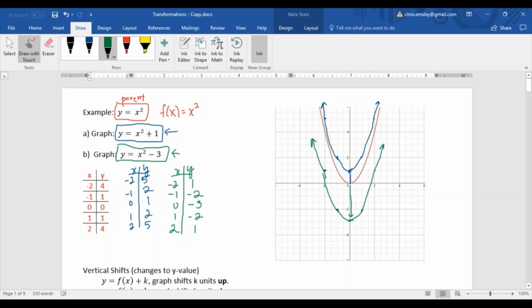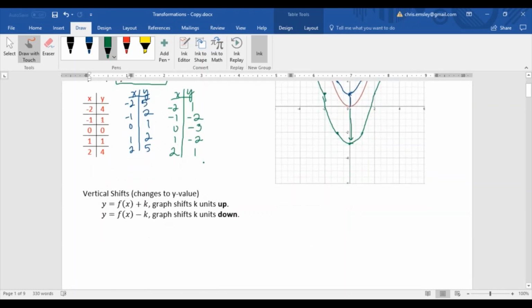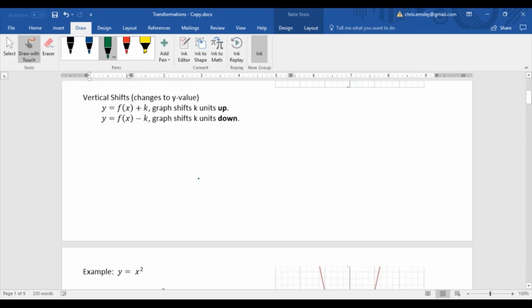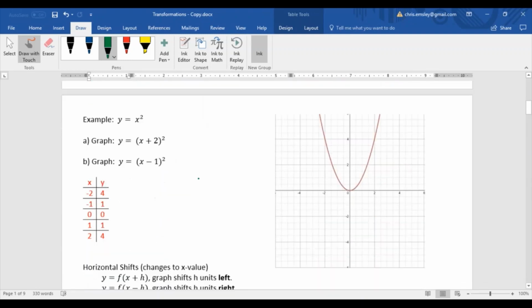And this is not true only for x squared. This is true for any function that we would start with. Adding or subtracting a constant just moves that function up or down. And that's what we have summarized right down here at the bottom. We call these vertical shifts. It can either shift up or down. If we have our function plus a constant, the graph is going to shift up by that amount. If we have our function minus a constant, our graph would shift down by that amount. So that's one type of transformation.